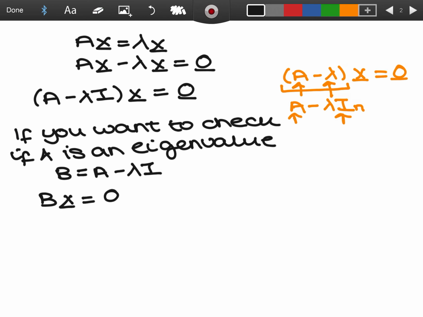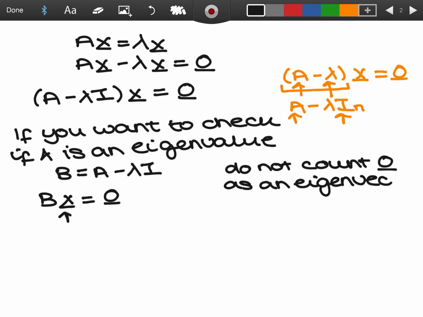Then you're going to take that resulting matrix, and you need to solve this system. So you're going to have a matrix that you get with A minus lambda I. You'll call that matrix B. And what you want to see is if this system has a non-zero x value. We do not count the 0 vector as an eigenvector. That is a good point to make. Do not count 0 as an eigenvector. Okay? We want it to be a non-zero vector.